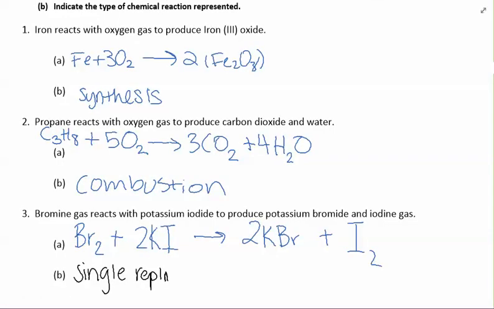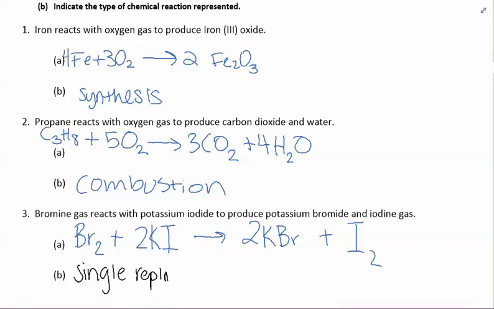So here you can see numbers 1, 2, and 3. Number 1 is a synthesis reaction. You have two components becoming one. You don't need the parentheses there. The second one is a combustion reaction. You have propane reacting with oxygen to make carbon dioxide and water, making it combustion. And then the third one is single replacement. You have bromine and iodine by itself, so those make it a single replacement reaction.